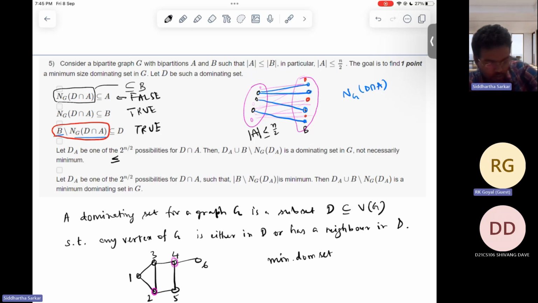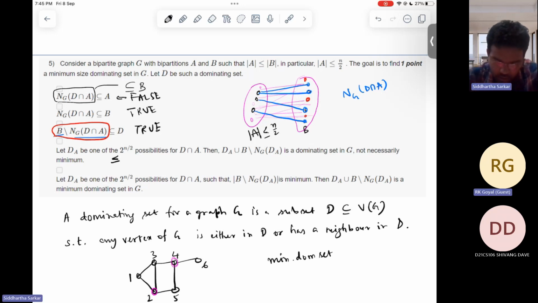Okay. So let dA be one of the 2 to the n by 2 possibilities for D intersection A. So you are just looking at one of the subsets of A, and this is one of the candidates for inclusion in the dominating set. Then this subset of A, dA, union B minus the neighborhood of dA is definitely a dominating set in G, but it may not be minimum, not necessarily minimum. So that is the statement.